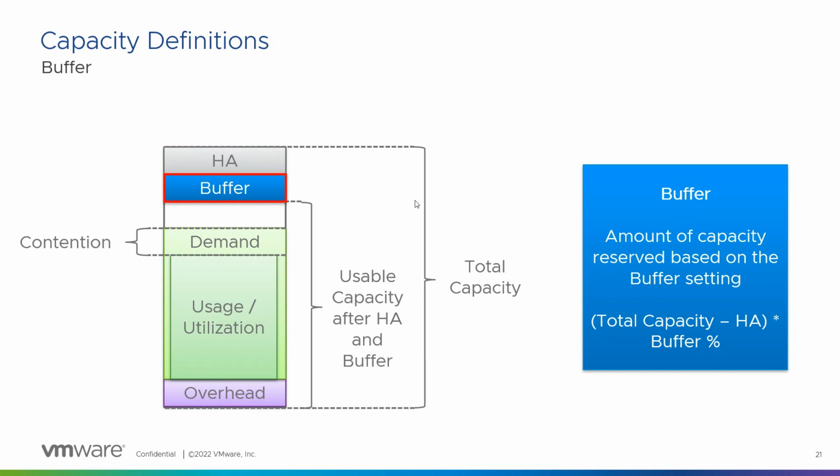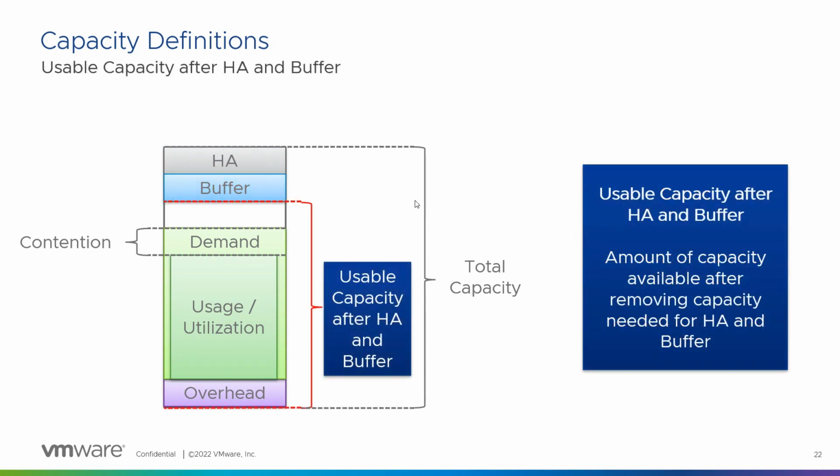So it's really useful for customers that don't use admission control, but you can use it for, say, a stretch cluster. You have a cluster that's going across two sites. You want to reserve 50% in case one site goes down. So different use cases like that.